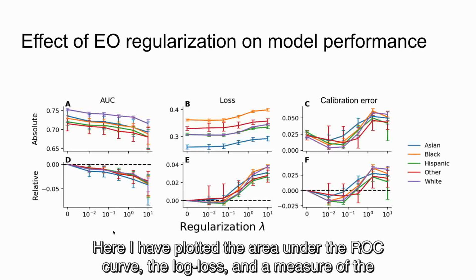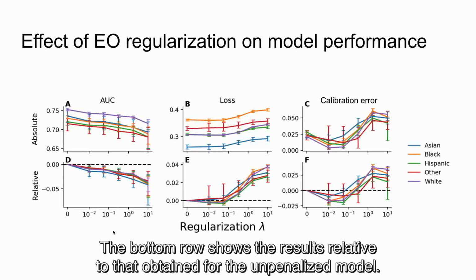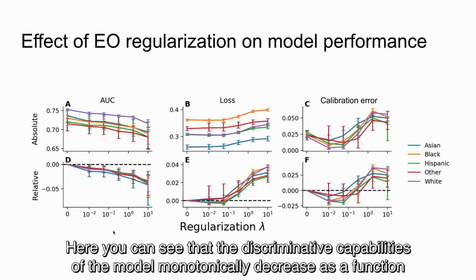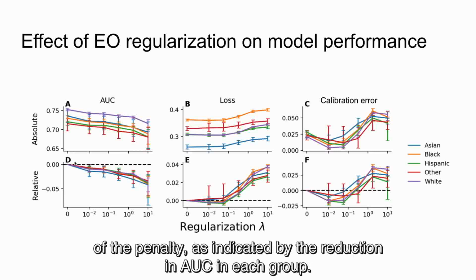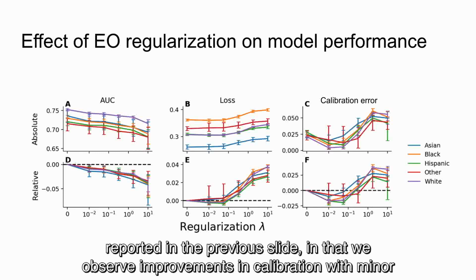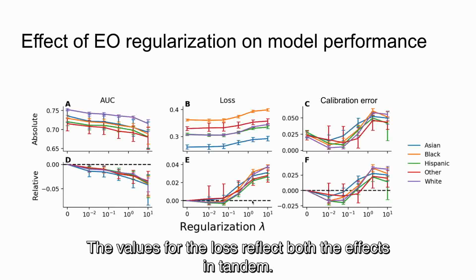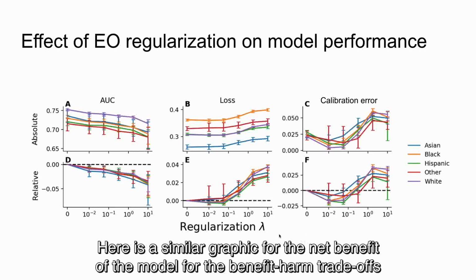So here we've plotted the area under the ROC curve, the log loss, and a measure of calibration error. The bottom row shows the result relative to that obtained for the unpenalized model. Here you can see that the discriminative capabilities of the model monotonically decrease as a function of the penalty, as indicated by the reduction in AUC in each group. On the far right, you can see the calibration error. The calibration error results are consistent with the results reported in the previous slides, in that we observe improvements in calibration with minor amounts of regularization, with more miscalibration observed for extreme penalties. The values for the log loss, in some sense, represent both of these effects in tandem.